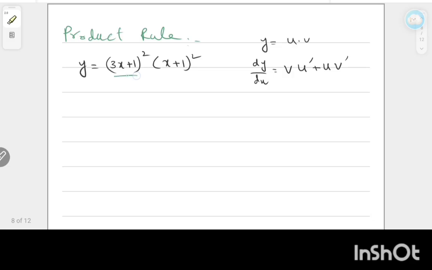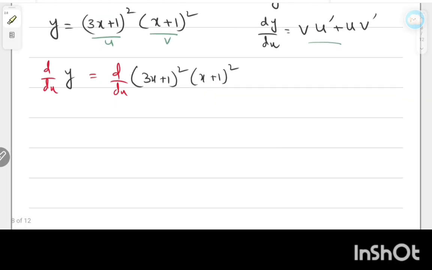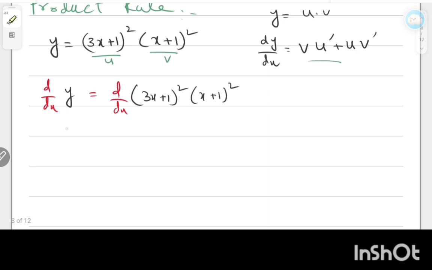This is our first function, which we call u, and this is our second function, which we call v. Now we have to put these values in this equation. We take the derivative on both sides, d over dx, d over dx. So y will be (3x + 1)² (x + 1)². Now, moving further, this is dy by dx.